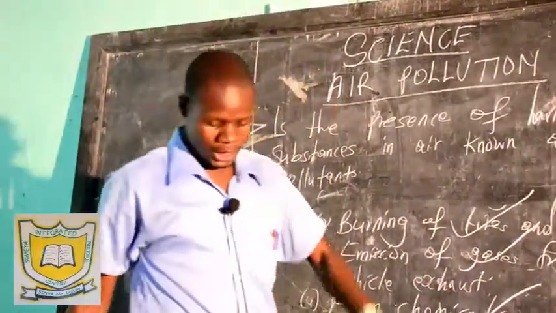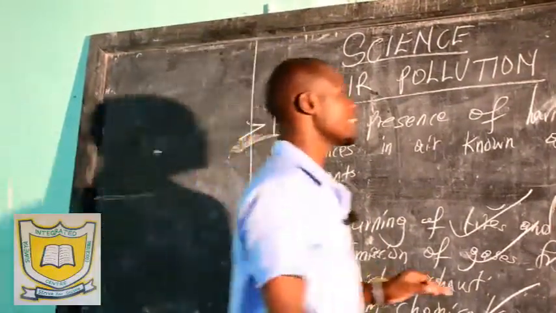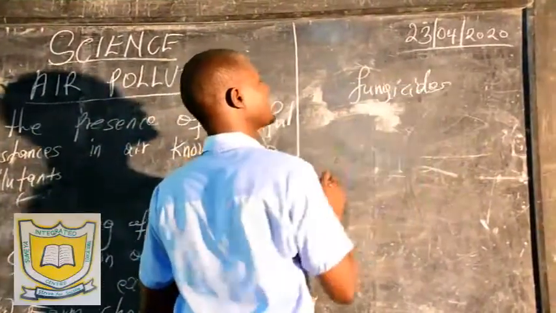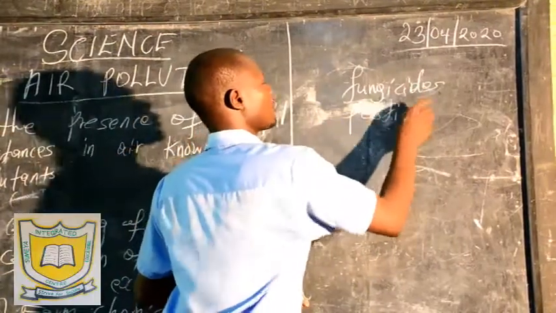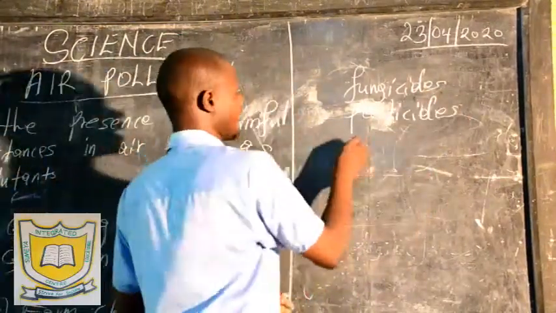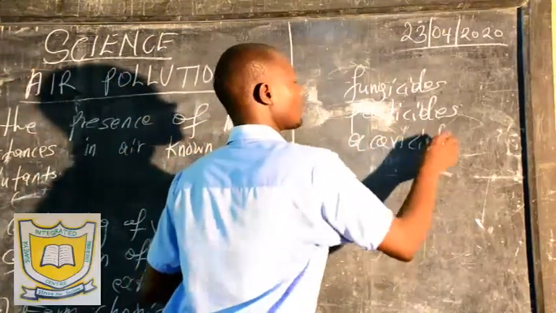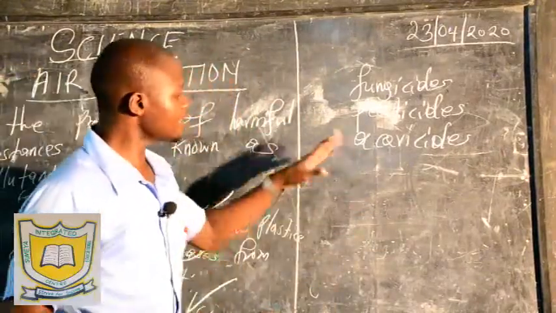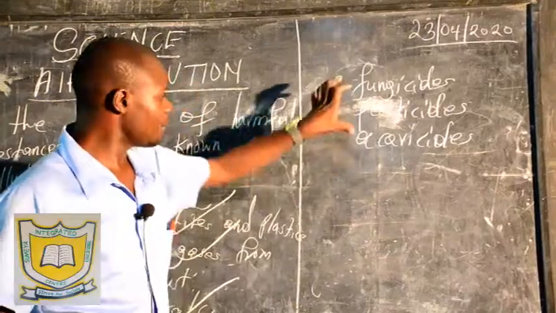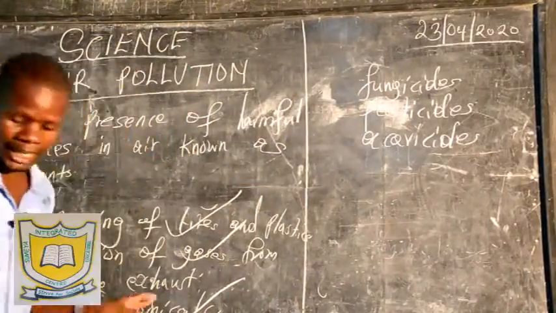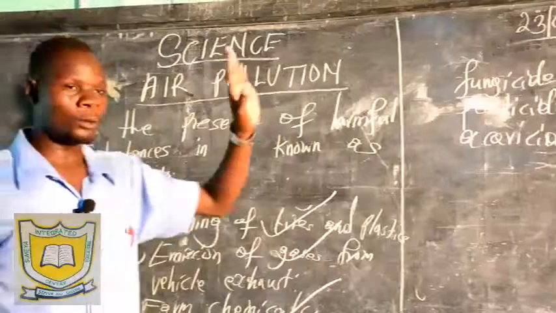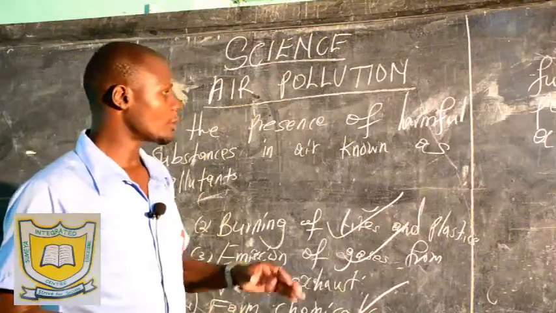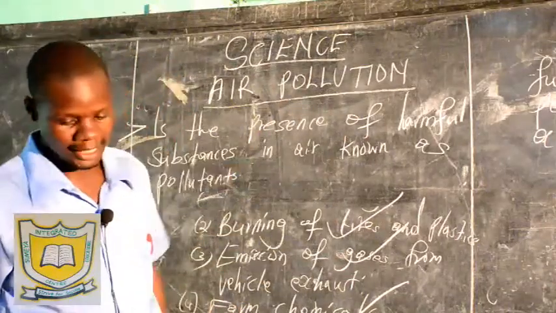Farm chemicals, we categorize farm chemicals as fungicides, pesticides, acaricides, etc. These are some of the farm chemicals that are used by farmers to spray on crops and also their animals, to control pests, to control weeds. We also have herbicide in that group.